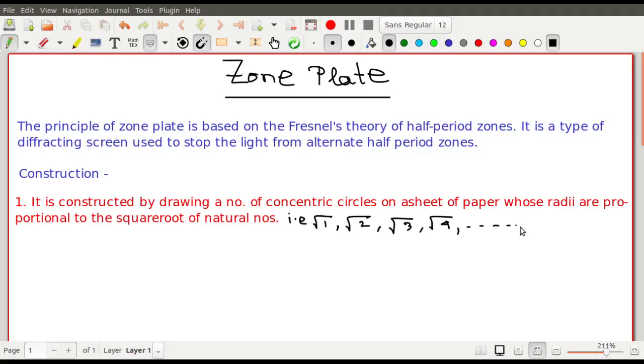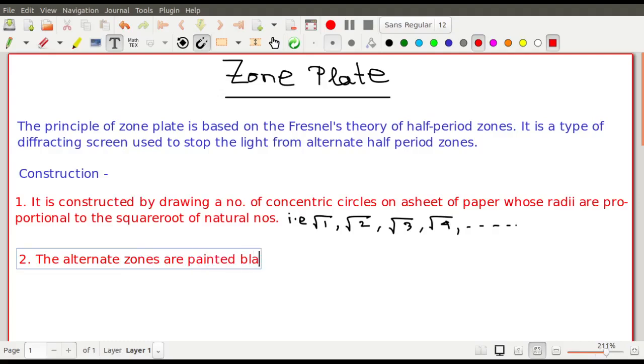So এইটাকে radii নিয়ে তুমি সার্কেল আঁকা শুরু করো, you draw a circle with the help of your compass on an art paper. একটা আর্ট পেপারের উপরে ড্র করা শুরু করো। So পরপর আমরা সার্কেল ড্র করে গেলাম, হয়ে গেল সার্কেল ড্রয়িং। এইবারে the alternate zones are painted black. Either 1, 3, 5 you paint black or 2, 4, 6 you paint black.